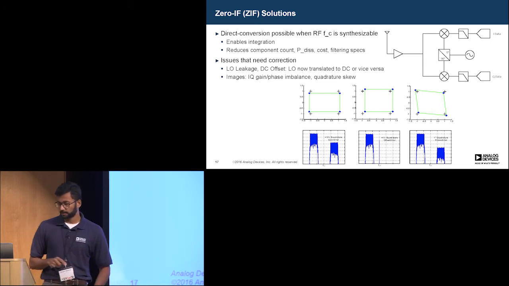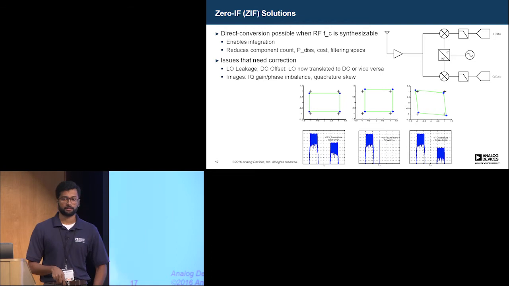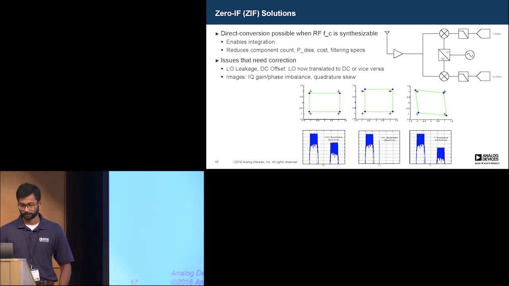So all of these things need to be combated because, I mean, this is your desired signal. That is your undesired sideband. And if there is, let's say, a smaller desired signal right there, you're basically creating an image that sits on top of it. So you're losing data right there.